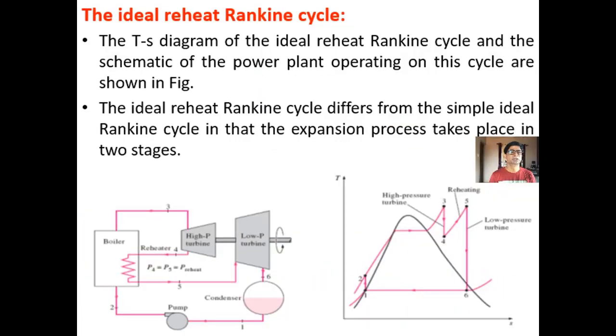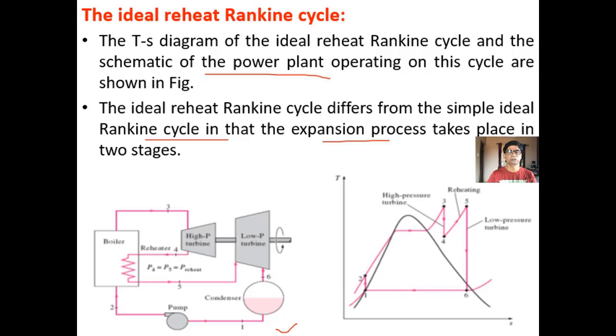So, in this lecture, we'll start with the discussion on the ideal reheat Rankine cycle. The TS diagram of the ideal reheat Rankine cycle and the schematic of the power plant operating on this cycle are shown in the figure. So this is the schematic of the power plant operating on the ideal reheat Rankine cycle, and this is the TS diagram. The ideal reheat Rankine cycle differs from the simple ideal Rankine cycle in that the expansion process takes place in two stages. That means here expansion takes place in two turbines rather than one turbine.